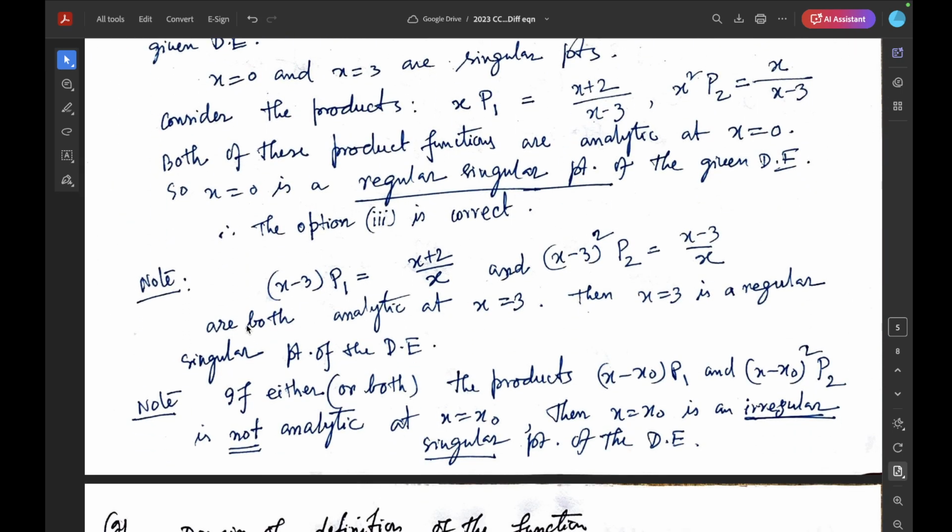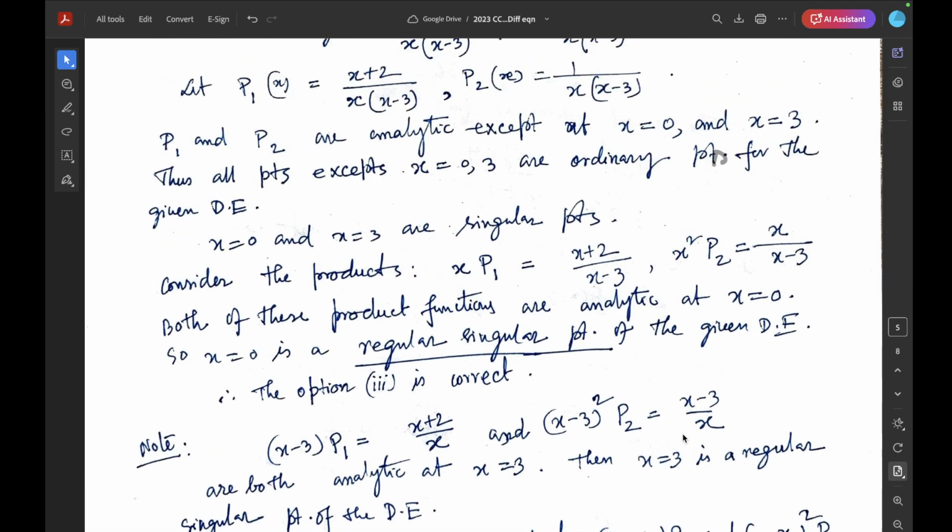Also note that (x minus 3) p1 and (x minus 3) whole square p2, which equals (x minus 3) by x, are both analytic at x equal to 3. Then x equal to 3 is also a regular singular point of the differential equation. Note that if either or both of the products (x minus x0) p1 and (x minus x0) whole square p2 are not analytic at x0, then x0 is an irregular singular point. So here the correct option is 3.